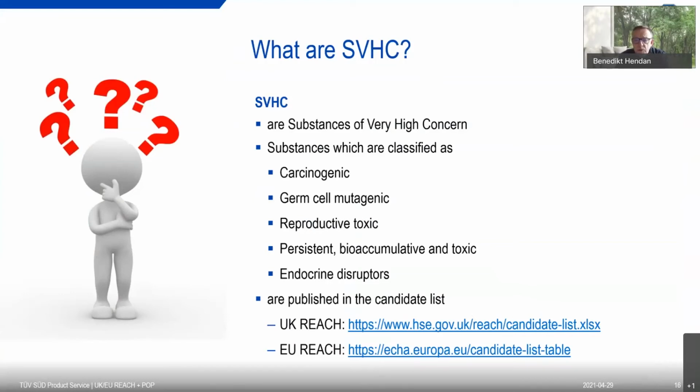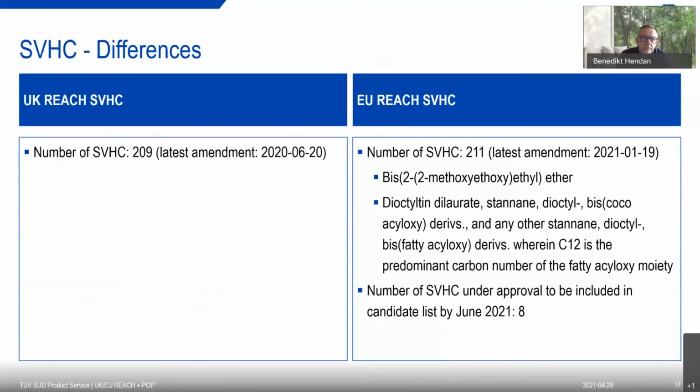The substances are published in the candidate list, and here are the links to the UK REACH and the EU REACH candidate substances lists. What we can see already is that there are some differences, because the SVHC candidate list in the EU is updated every 6 months. And the latest update that was covered by UK REACH SVHC is the amendment which was made in June last year.